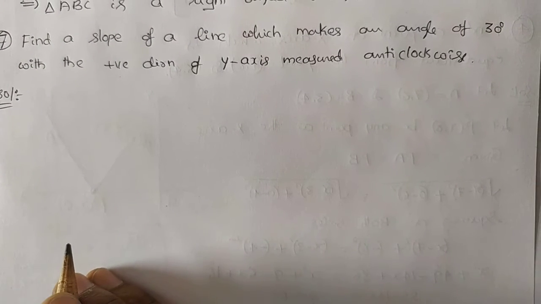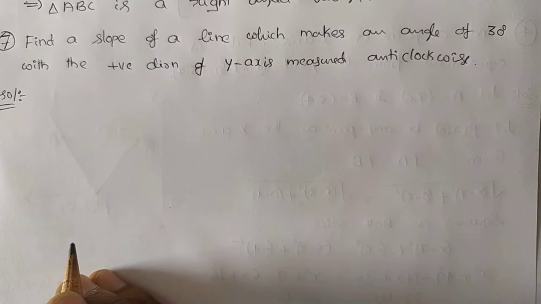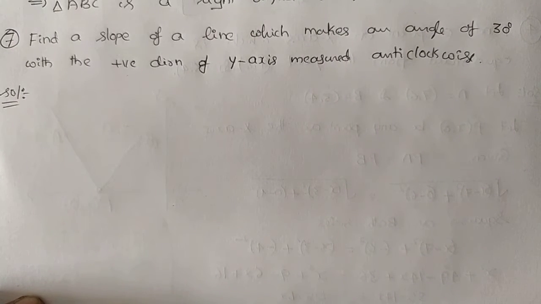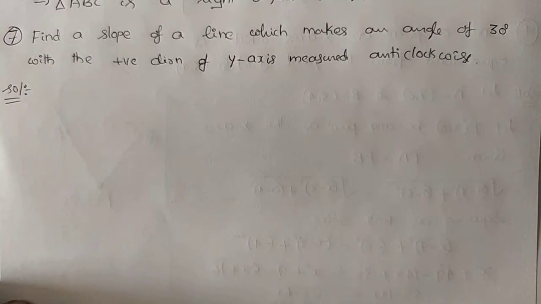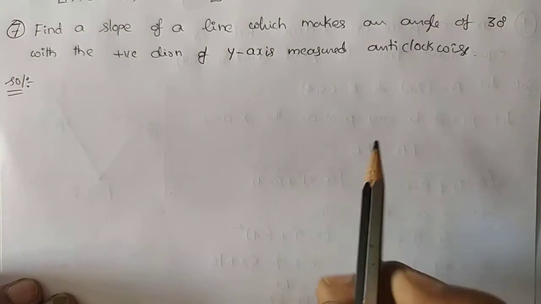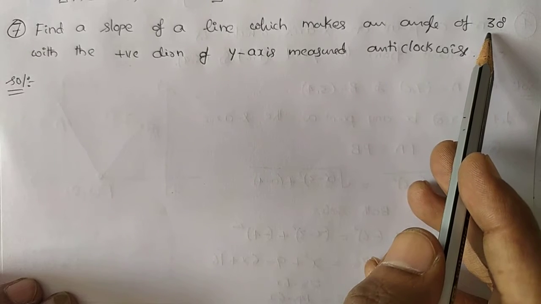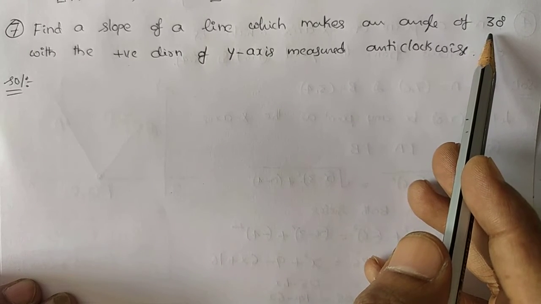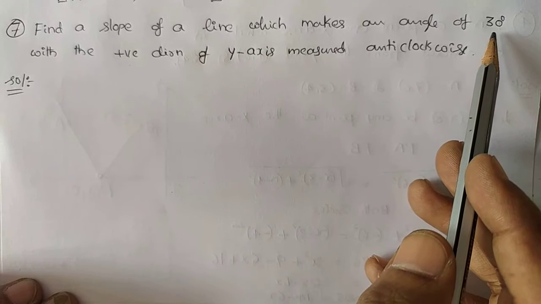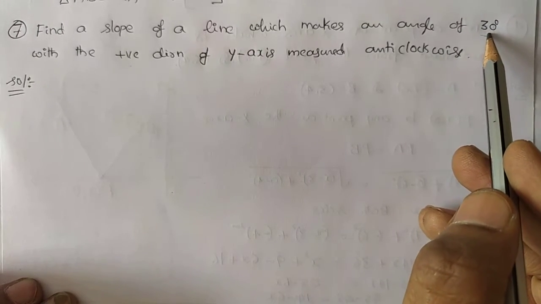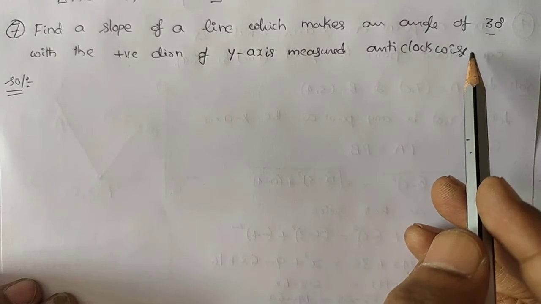We have to find the slope of a line which makes an angle of 30 degrees with the positive direction of y-axis. This question is like an indirect question. You have to analyze. Suppose the angle is given, you are going to take the slope of the line as m equals tan theta, m equals tan 30 degrees. But it is an indirect question.